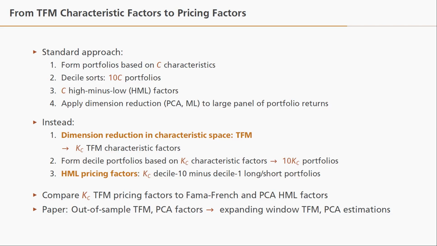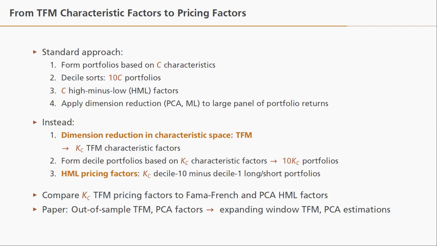So I end up with KC pricing factors, so from now on, when I say factor, now I mean pricing factors. Okay, so I get KC pricing factors, and here I get C characteristic factors, one for each characteristic, and I compare them to the Fama French, and then I also construct the factors by characteristic.